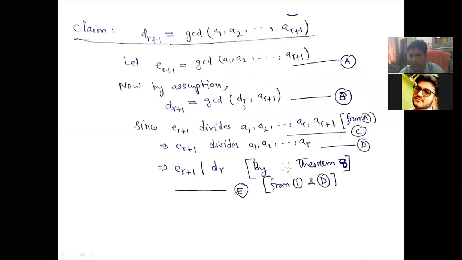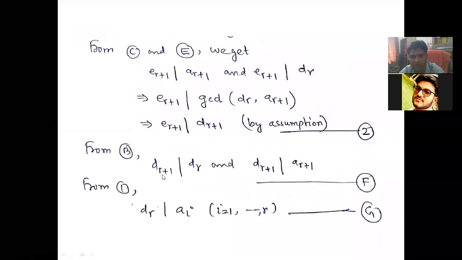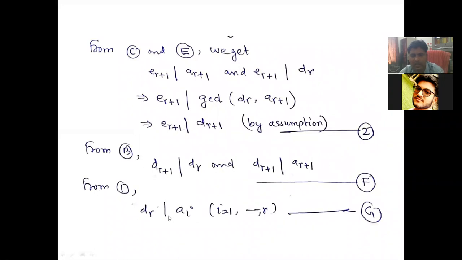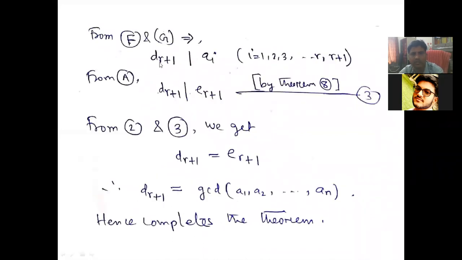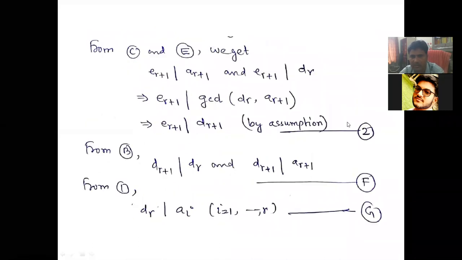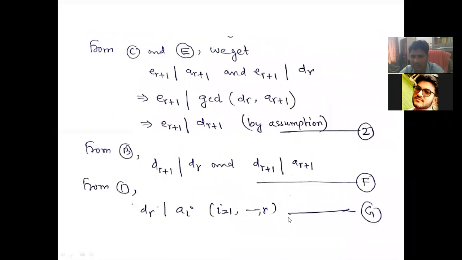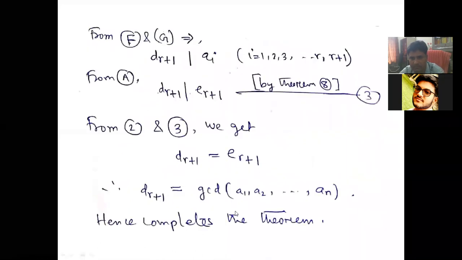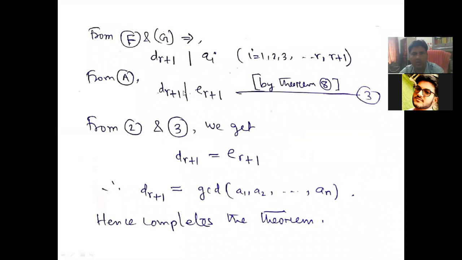So this is the common divisor of this and this. Now from 1, D_r divides each A_i, i equal to 1 to r. So from F and G we get D_{r+1} divides A_i, i equal to 1 to r, and A_{r+1} also. A_{r+1} is separate here, and up to r is here. So therefore D_{r+1} divides E_{r+1}.